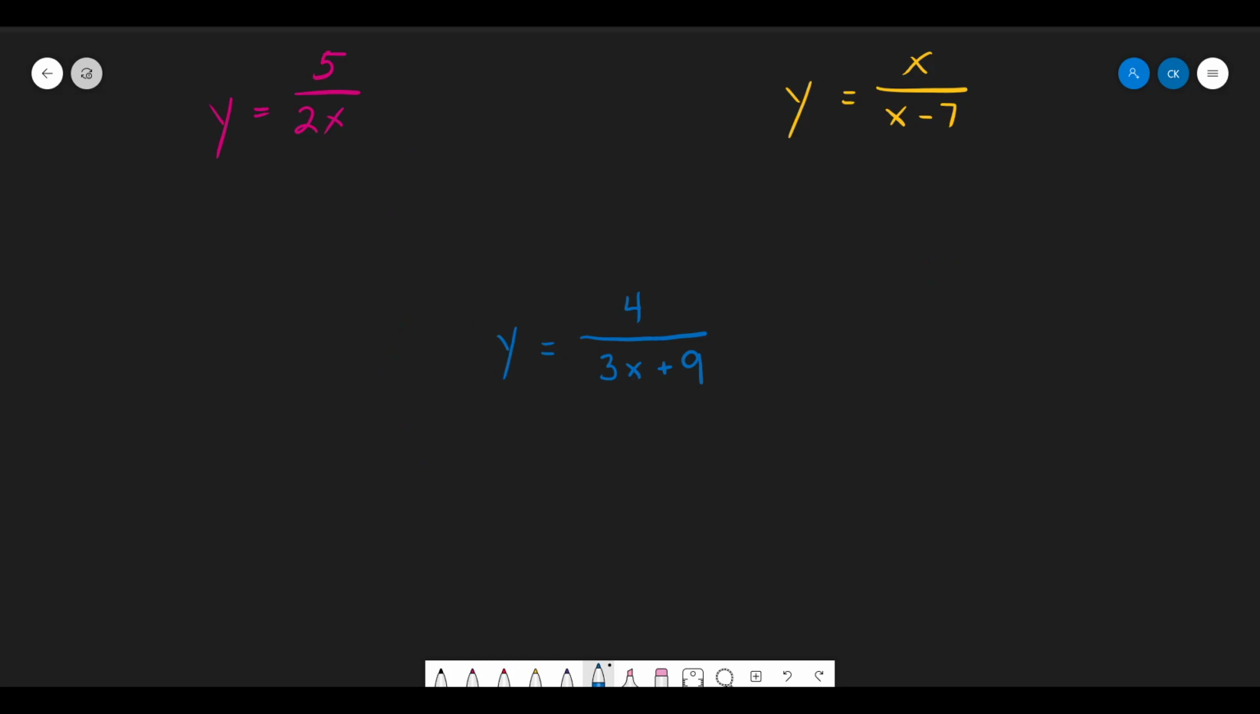Okay, so again, I've given you 3 different functions here. Take about 5 minutes, pause the video, and see if you can find the excluded values for each one of these 3 functions. Remember, to find the excluded value, you're taking the entire denominator, setting it equal to 0, and solving it. So go ahead, pause the video, take 5 minutes, try and do those 3.